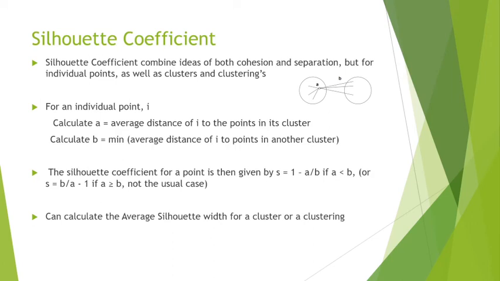For an individual point I, for example, you can see the figure that is given. Calculate A, the average distance of I to the points in its cluster, and calculate B, the minimum of the average distance of I to points in other clusters. The Silhouette quotient for a point is given by S = 1 - A/B if A is less than B. So it is typically between 0 and 1, and the closer to 1, the better. It can be calculated by the average Silhouette width for a cluster or a clustering.